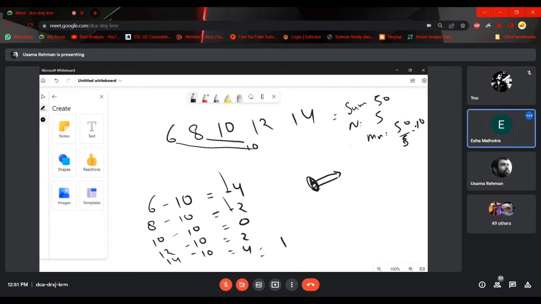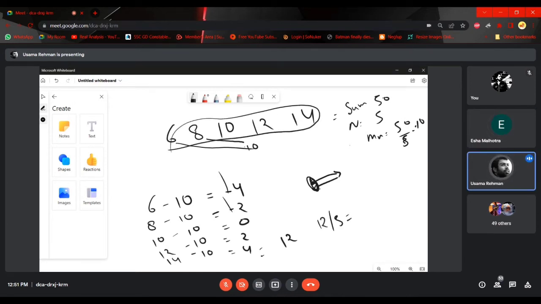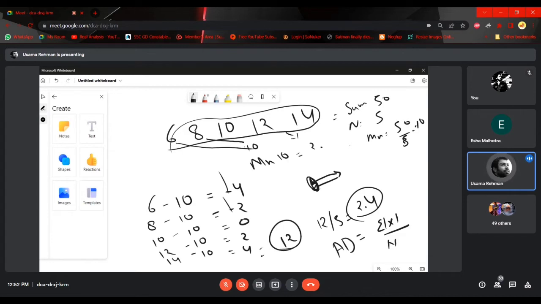12. How many numbers do we have? 5. So 12 upon 5 is equal to 2.4, the average deviation. If you talk about the formula, average deviation is equal to the summation of x, which is 12, divided by n. We have 2.4. So if we are explaining this data, we can say that the data has a mean of 10 with an average deviation of 2.4. Now this makes more sense than just explaining the mean.